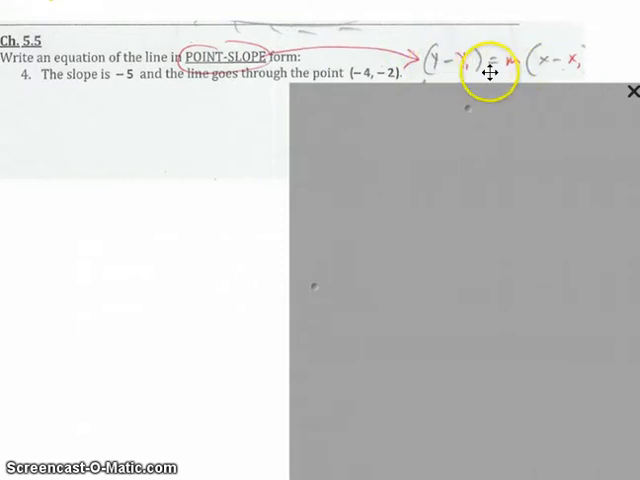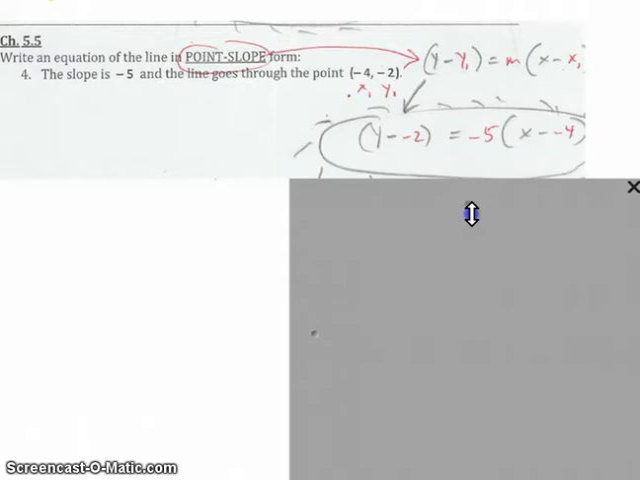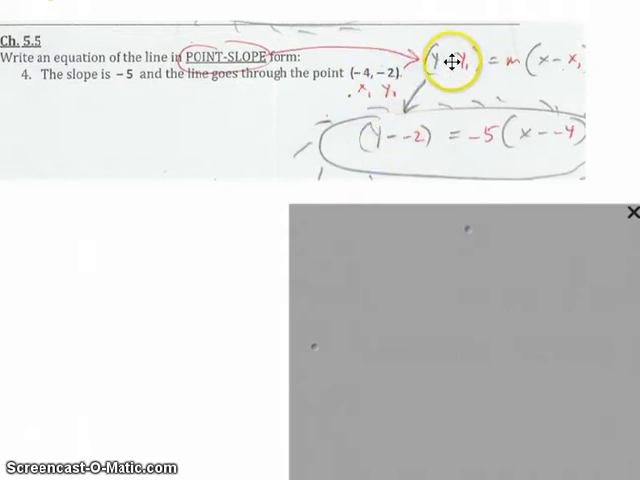Point-slope form is not y equals mx plus b. It's y minus y1 equals the slope, or m, times x minus x1. And the y1 and the x1 are the coordinates of that point that they've given you. So all you do is plug it in. This is x1, that's y1. So y minus y1, as they say here, is y minus, well, there's y1, negative 2. Y minus minus 2. The slope, right there, they say it's negative 5. Put that in. And x minus x1 is x minus, well, there's x1, minus 4.